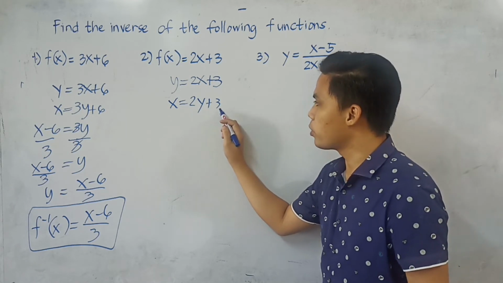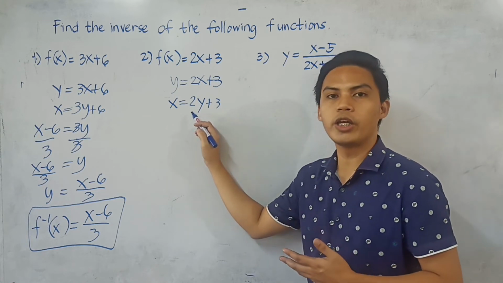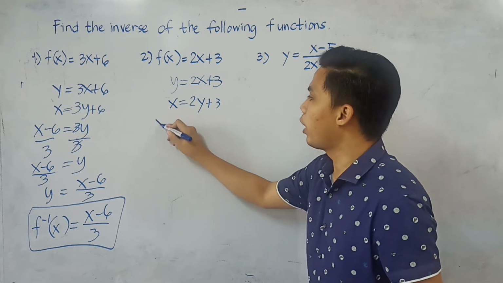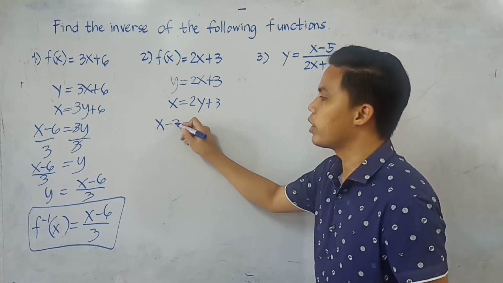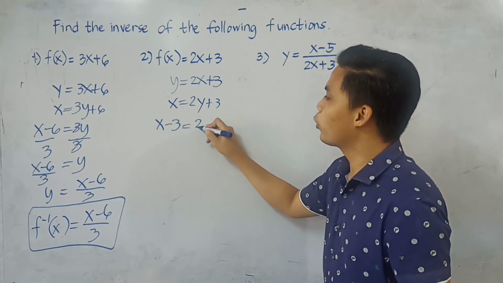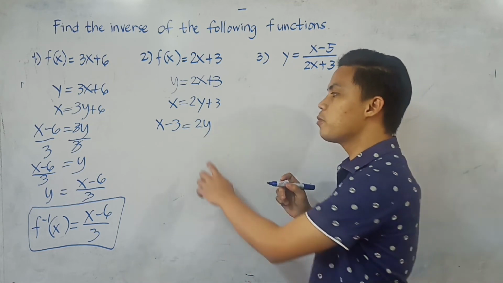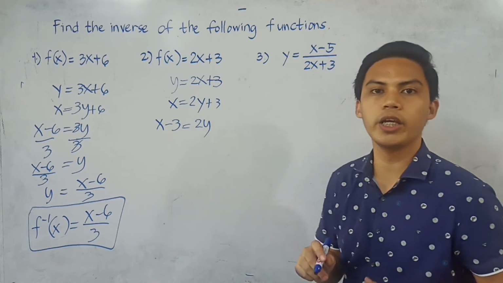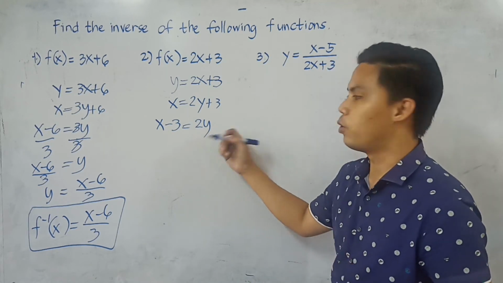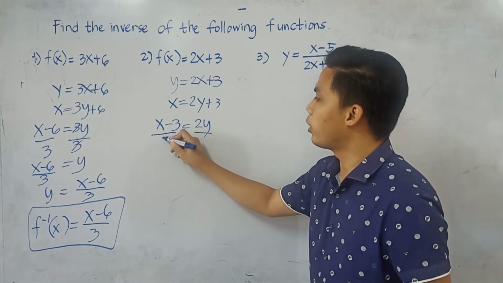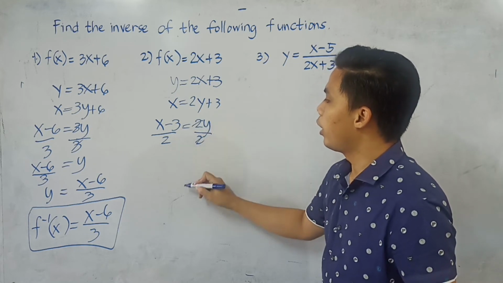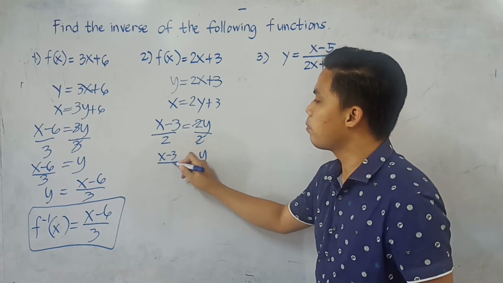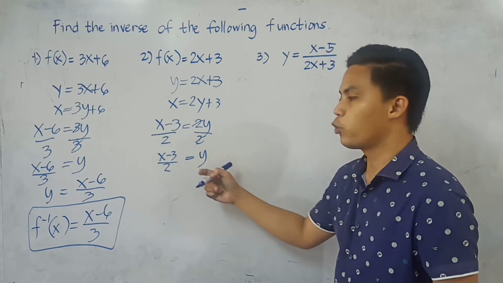So, ito-transpose natin itong 3 para si y na lang yung matira sa right side ng equation. So, it would be x, positive 3 becomes negative 3, is equal to 2y. So, since may numerical coefficient pa si y, then we're going to divide both sides by 2 para makancel natin si 2. So, divide both sides by 2 and you will get y is equal to x minus 3 all over 2.